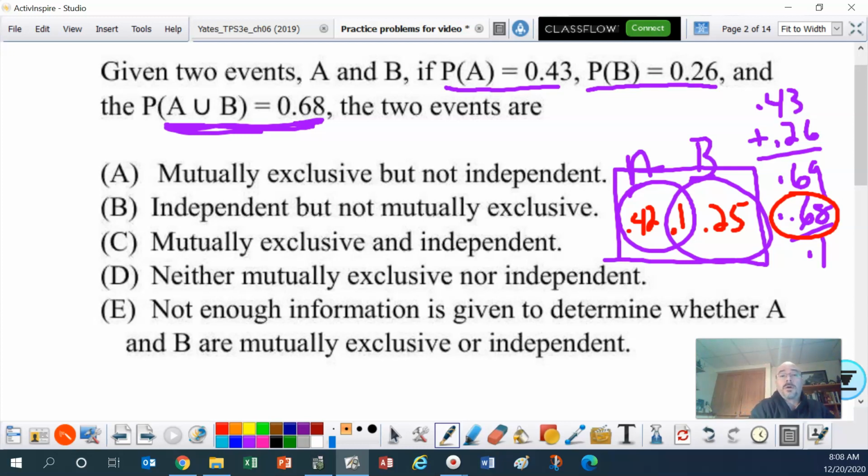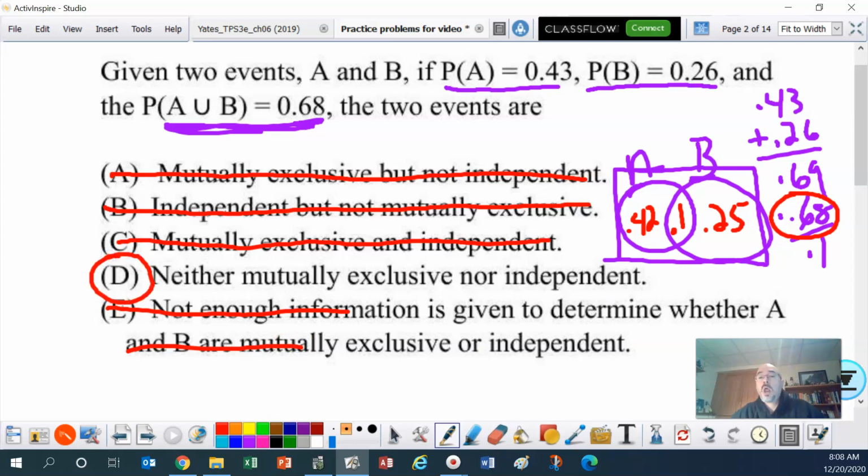So the mutually exclusive parts are out. So that one's out. Independent? Well, no. They share something, so they're not independent. They're dependent, right? So that part doesn't match. Mutually exclusive? Nope. And we already ruled out E, so guess what, folks? This one is neither mutually exclusive nor independent, which means it's dependent.